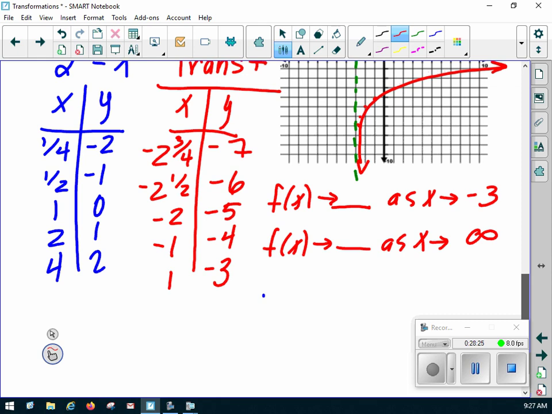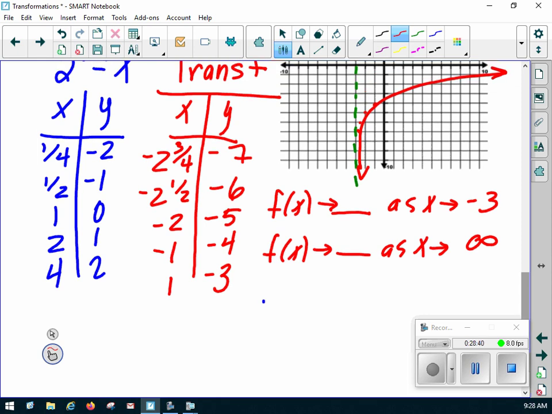Tell me this. Why do you think I put negative 3 right here? That's your vertical asymptote, and as you're moving left, do we go past negative 3? The graph is not past negative 3, so we stop there. So as x approaches negative 3, what do the y values do? Go to negative infinity. And as x approaches infinity, infinity. Yeah.